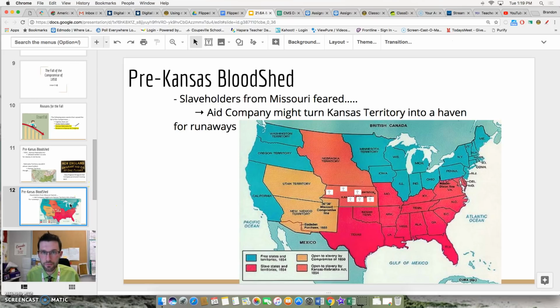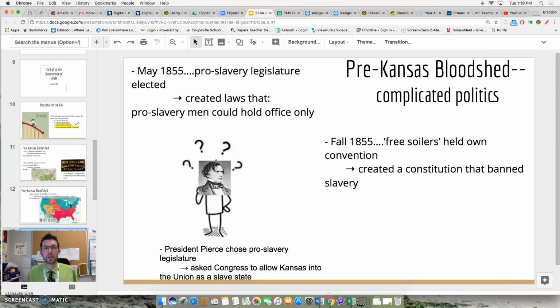So what would they do? May 1855, a pro-slavery legislature was elected. And what did this pro-slavery legislature do? Well, they did what any pro-slavery legislature would do. They had people move from Missouri into Kansas to vote for slavery. So they're kind of taking a book out of the northern states' playbook. This pro-slavery legislature voted for laws that said that only pro-slavery men could hold office or serve in juries.